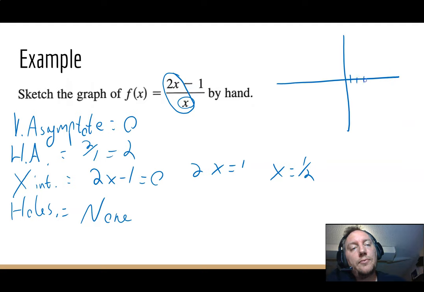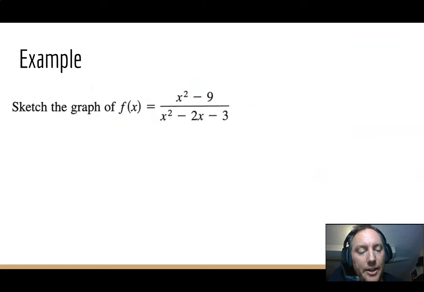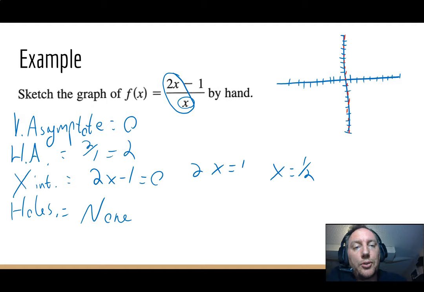Make a graph here. Our vertical asymptote is 0. I'm going to change the color. So it just goes through x equals 0. So vertical, up, down. The horizontal asymptote is 2, so horizontal, left, right. So from here, we just have to decide, is it top or bottom on the left? And then that will tell us the opposite for the right.